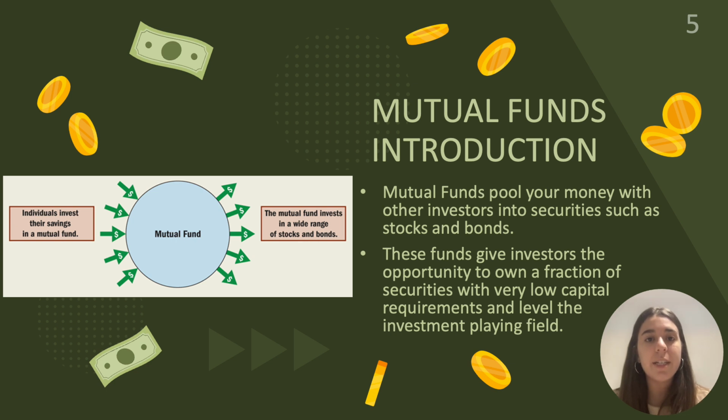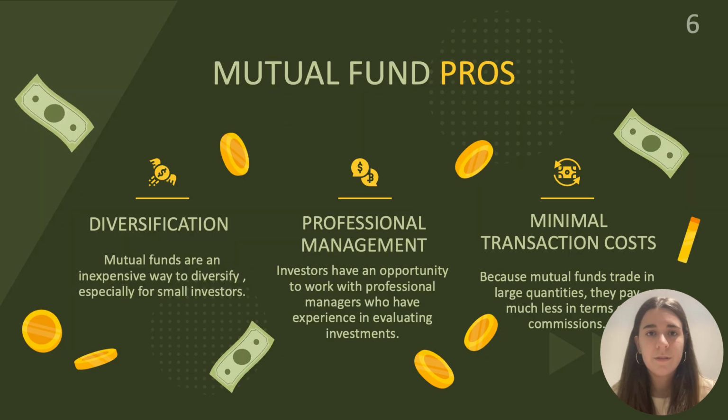A mutual fund is basically a fund that holds securities such as stocks and bonds by pooling together investor capital. Professional managers then tend this investment, working to make it grow and providing several benefits to investors with low capital requirements. Some key advantages of investing in mutual funds include diversification. Mutual funds are an inexpensive way to diversify, especially for investors with lower amounts of capital. You're able to purchase a small fraction of the mutual fund's already diversified holdings.